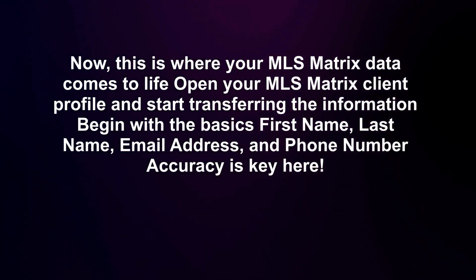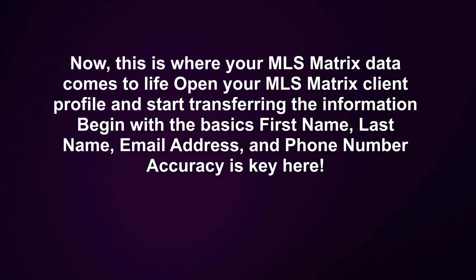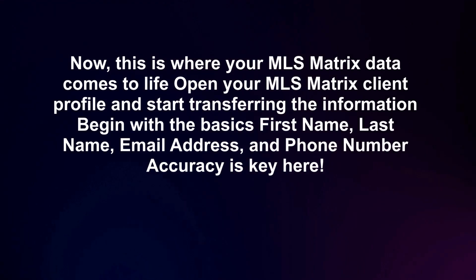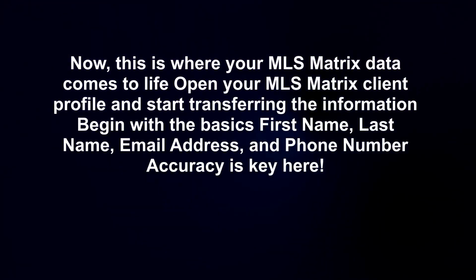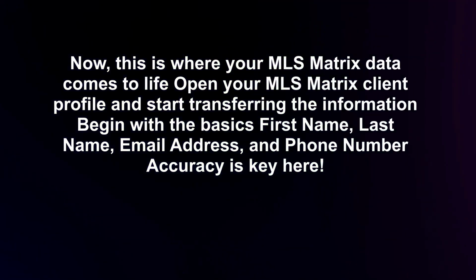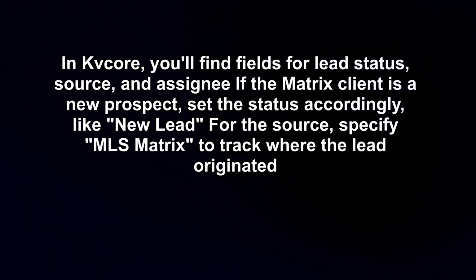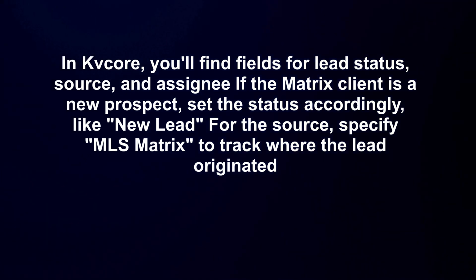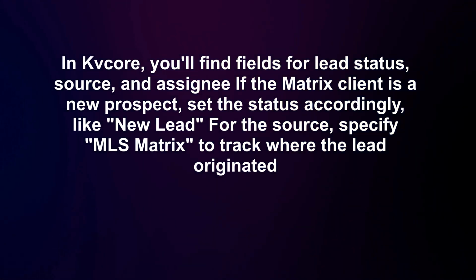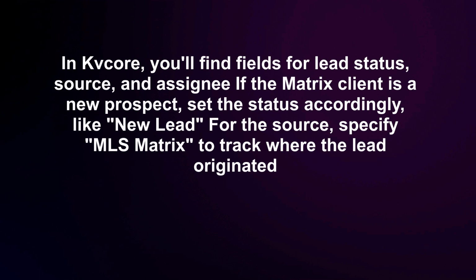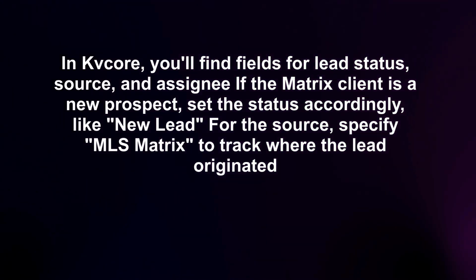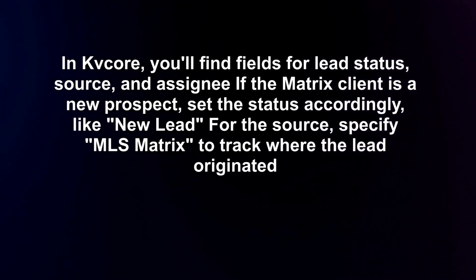Open your MLS Matrix client profile and start transferring the information. Begin with the basics: first name, last name, email address, and phone number. Accuracy is key here. In Kvcore, you'll find fields for lead status, source, and assignee. If the Matrix client is a new prospect, set the status accordingly, like new lead for the source. Specify MLS Matrix to track where the lead originated.